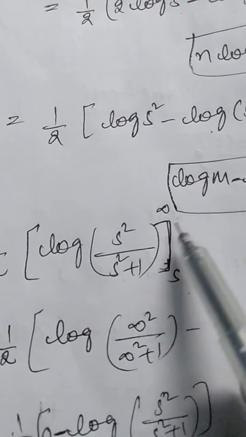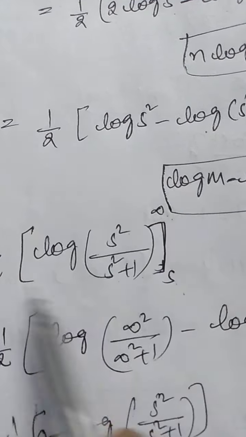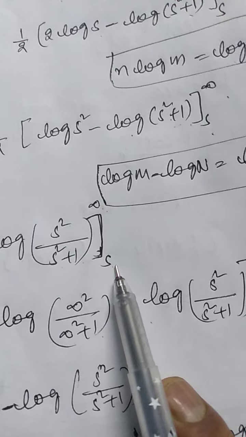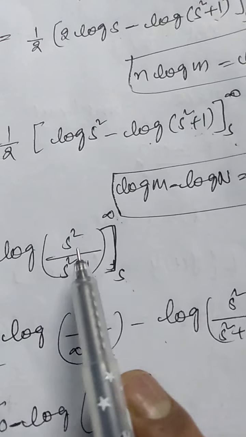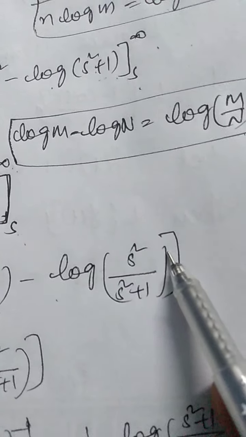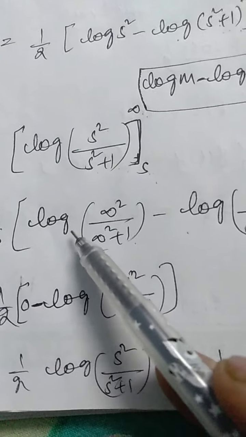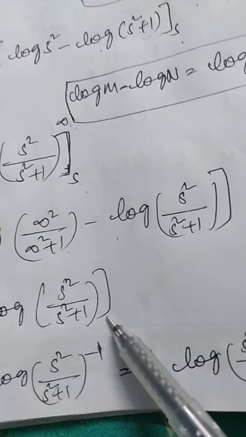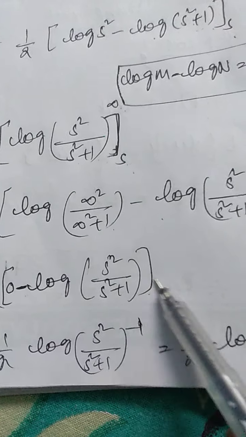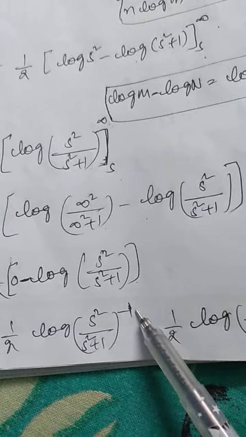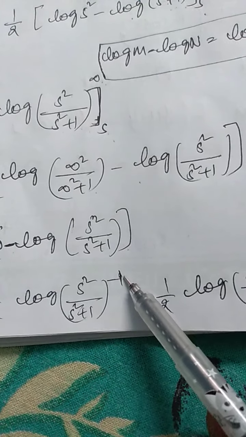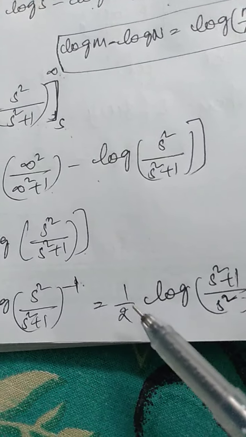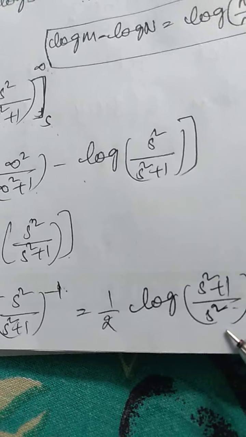Put s equal to infinity in this value: we get logarithm of infinity square divided by infinity square plus 1, minus, put s equal to s: logarithm of s square divided by s square plus 1. The logarithm of the first value is equal to 0, minus logarithm of s square divided by s square plus 1. Again, n into logarithm of m can be written as logarithm of m to the power of n. Therefore a by b whole to the power of minus 1 is equal to b by a. Therefore we get 1 by 2 into logarithm of s square plus 1 divided by s square.